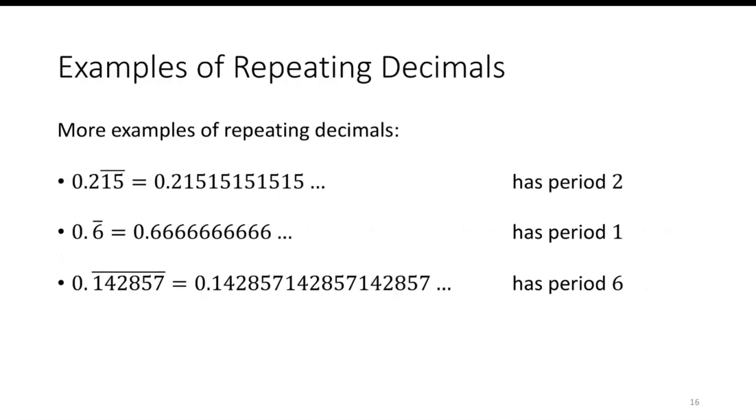Some other examples: 0.2151515, that has period 2. 0.666666 on forever, that has period 1. 0.142857 repeated forever, that has period 6.